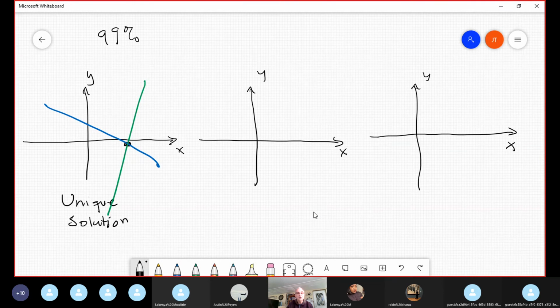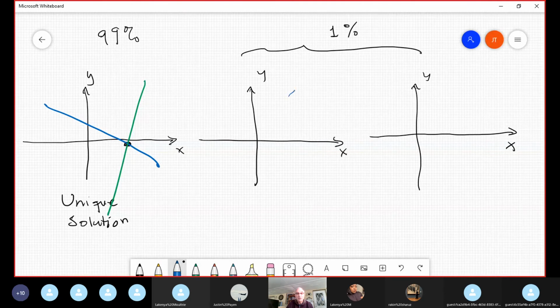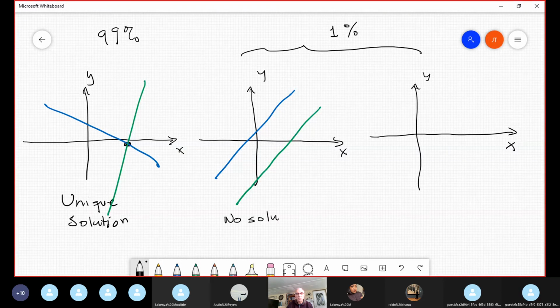This is similar to the first example we are doing today. This is the most common. And the 1% of the cases is the weird, special case, in which, for example, you have two lines and they are parallel and never cross. So we have no solution. The system has no solution.